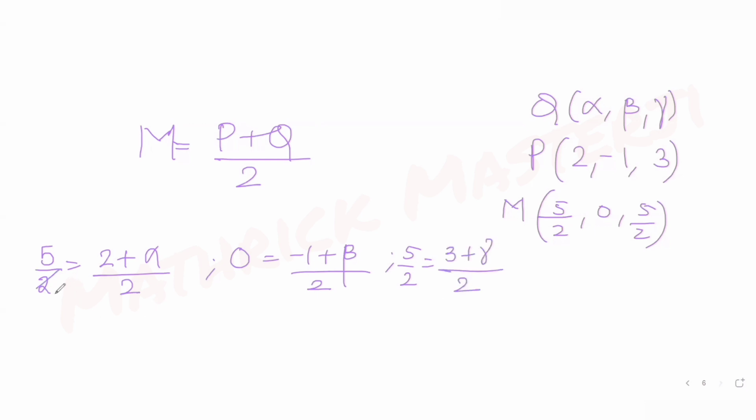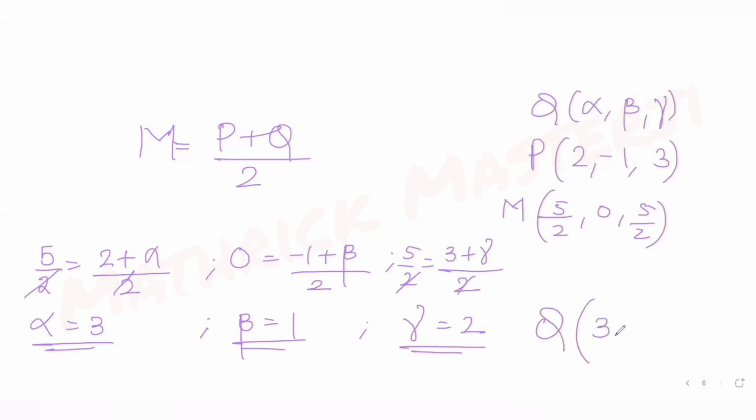If I solve this, 2 and 2 get cancelled. You get alpha is 5 minus 2, which is 3. Here, if I solve this, 2 gets multiplied with 0, becomes 0, beta becomes equal to 1. The third one, 2 and 2 again cancel, so you get gamma as 5 minus 3, which is 2. So you get the coordinates of point Q, and that turns out to be 3, 1, and 2.